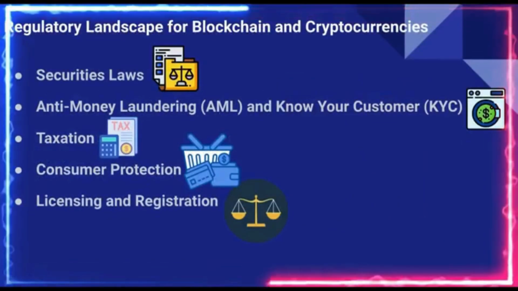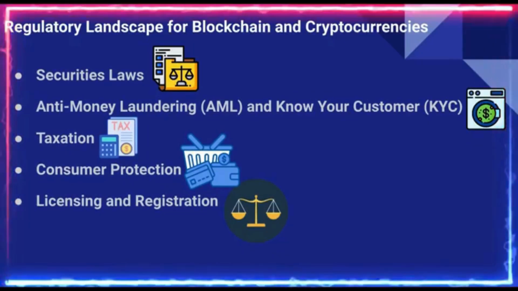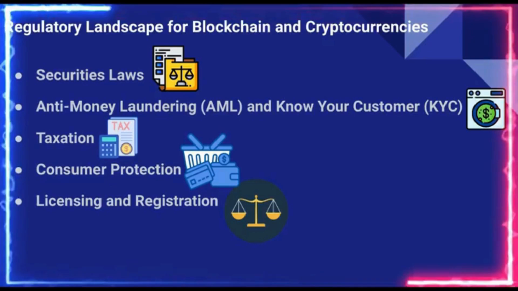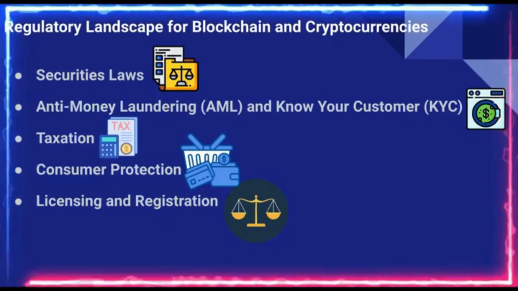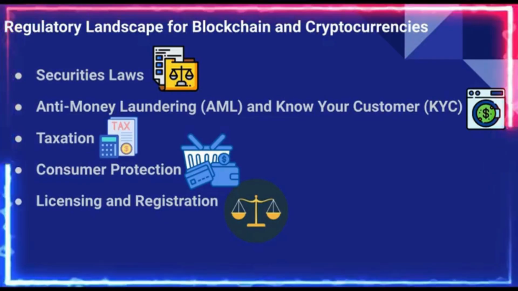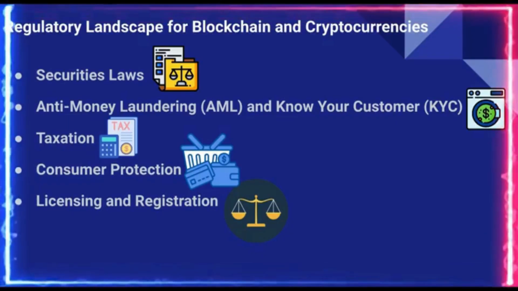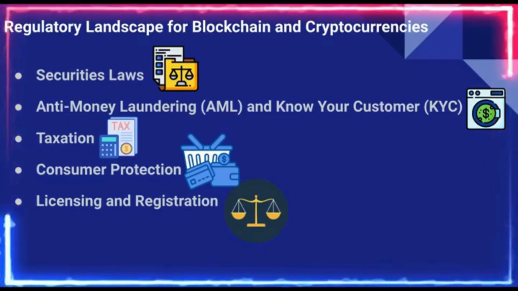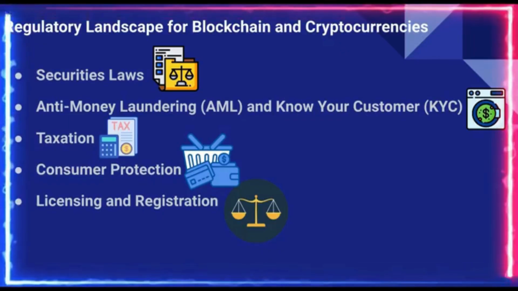Number 1, regulatory landscape for blockchain and cryptocurrencies. The regulatory environment for blockchain and cryptocurrencies varies significantly across different countries and regions. It is important to note that regulations are still evolving and can impact various aspects of the blockchain ecosystem, such as initial coin offerings, security tokens, decentralized finance, and much more.